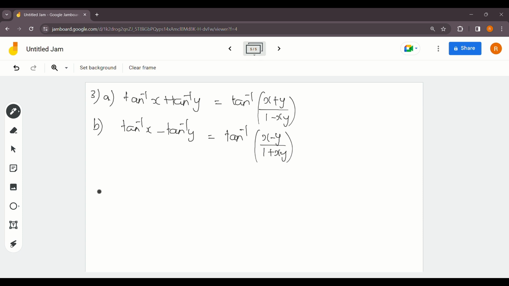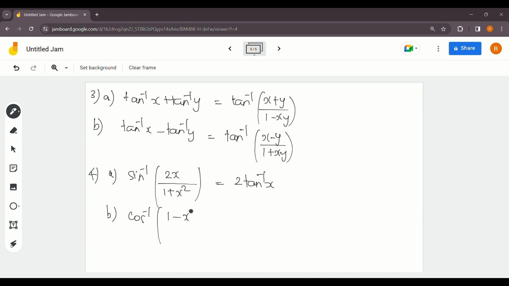Now this fourth property, just like the first property, is very important because it could be directly asked under the calculus section. So it will be very useful for you. 1 and 4 are really very important. Likewise you have three subdivisions for the fourth. First is sine inverse of 2x by (1 plus x square), which is nothing but 2 tan inverse of x. Cos inverse of (1 minus x square) by (1 plus x square) is again 2 tan inverse of x.